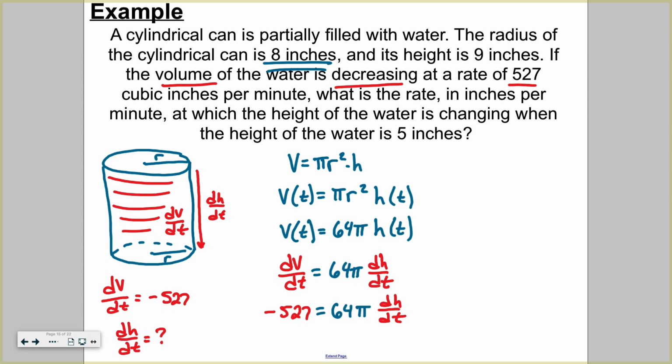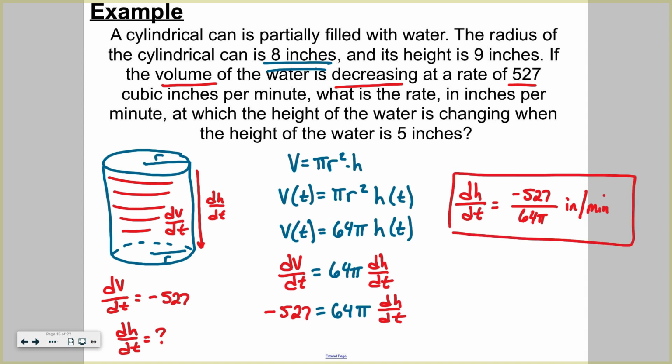So let's see, dh/dt is going to be negative 527 all over 64 pi. And let's see if we can simplify that. 527 divided by 64 does not simplify. So our change in height is going to be negative 527 over 64 pi, and this is going to be inches per minute.